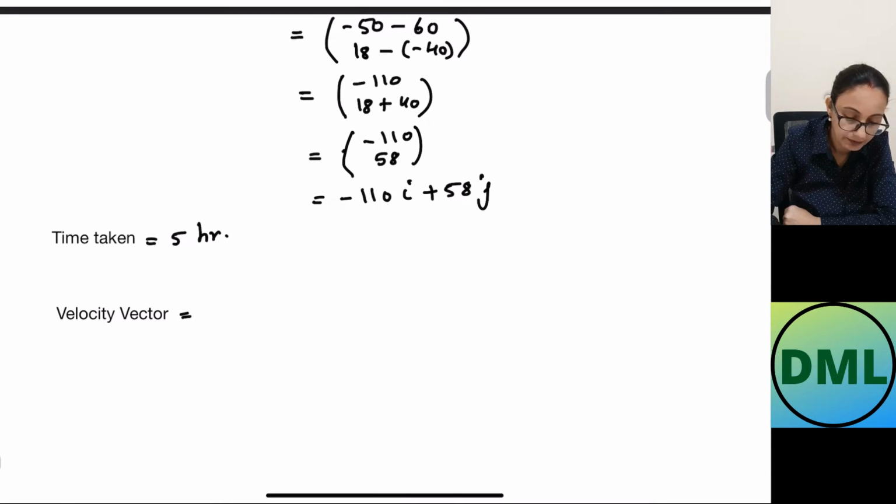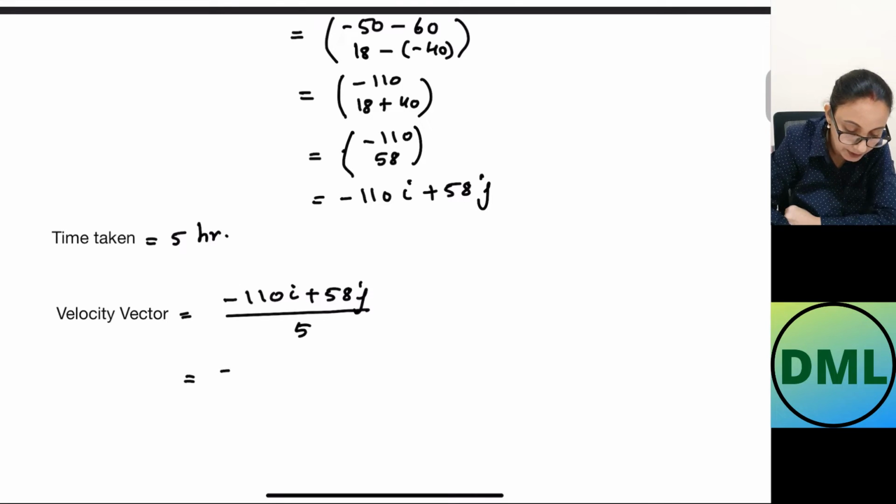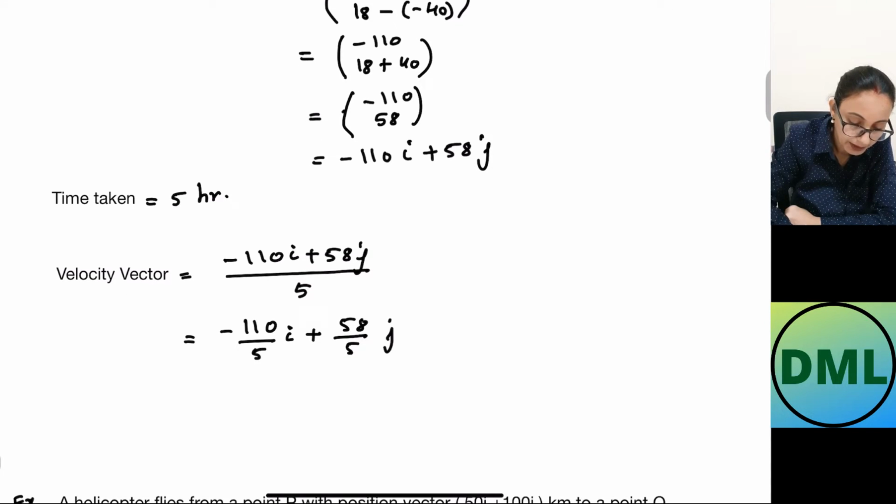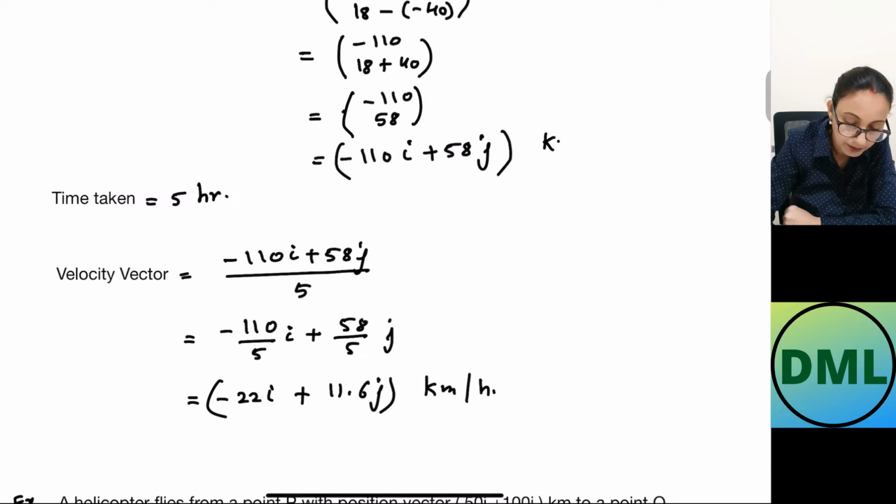Now the time taken is given as 5 hours. So the velocity vector will be given by displacement, which is minus 110i plus 58j, over time taken, which is 5 hours. Let's take it separately: minus 110 over 5 i plus 58 over 5 j. If I divide, minus 110 over 5 is minus 22i, and 58 over 5 is 11.6j. Your answer will be in kilometers per hour because the displacement is in kilometers.